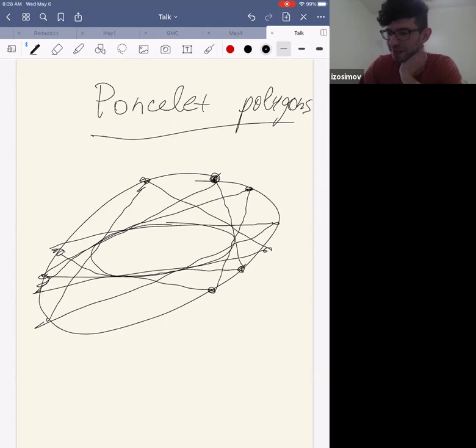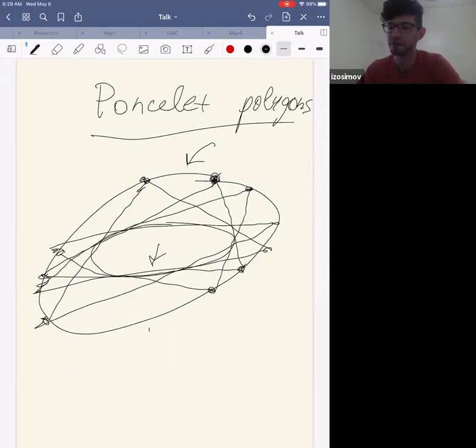But clearly it may happen that after some number of iterations, well, maybe now it's closed up. After some number of iterations, this may close up, and in this case, what we obtain is exactly a Poncelet polygon, because by construction, this polygon is inscribed in this outer ellipse, and it's circumscribed about the inner ellipse.